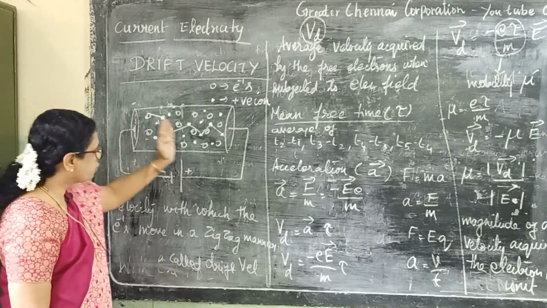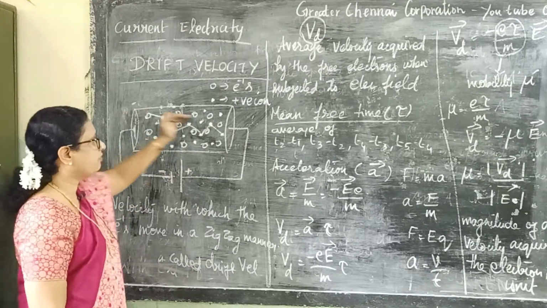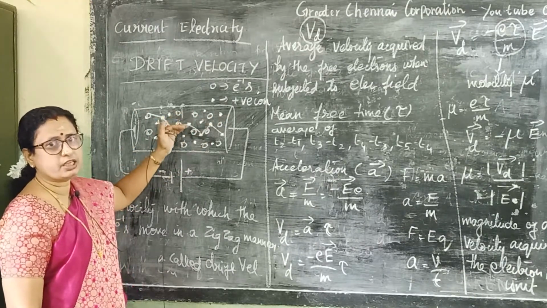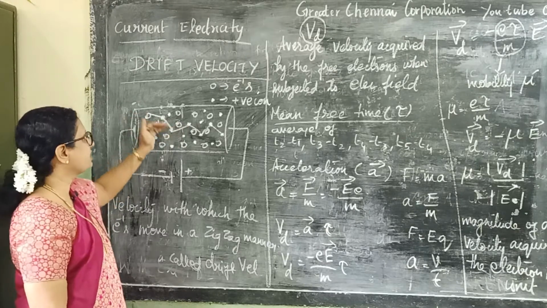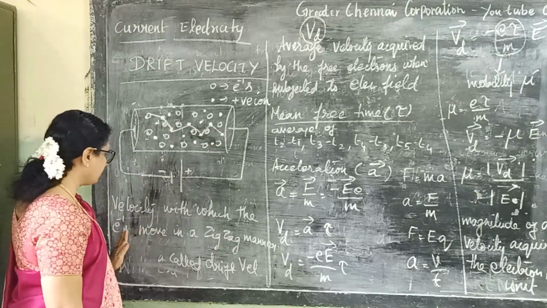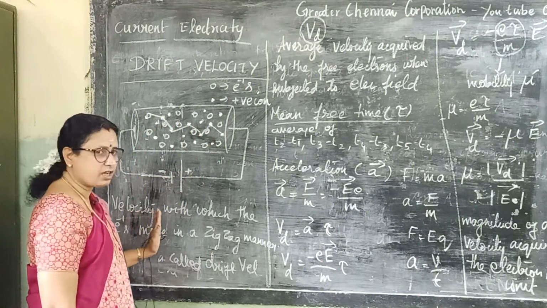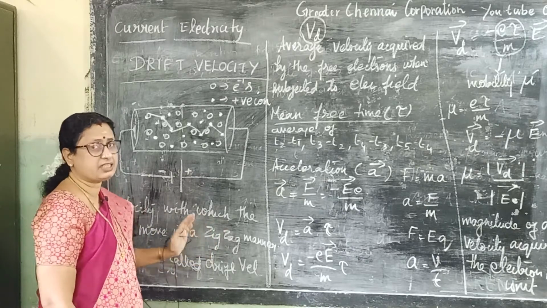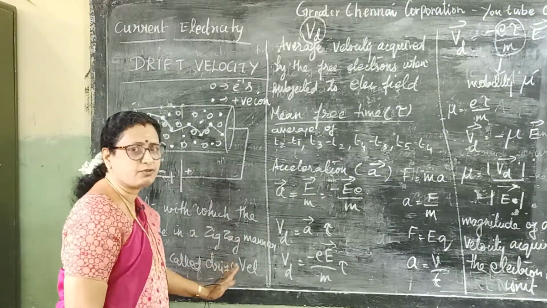So, you have understood clearly that the electron cannot travel in a straight line due to the collision with the positive ions. It travels in a zigzag manner. This velocity with which the electrons travel in a zigzag manner is called the drift velocity.